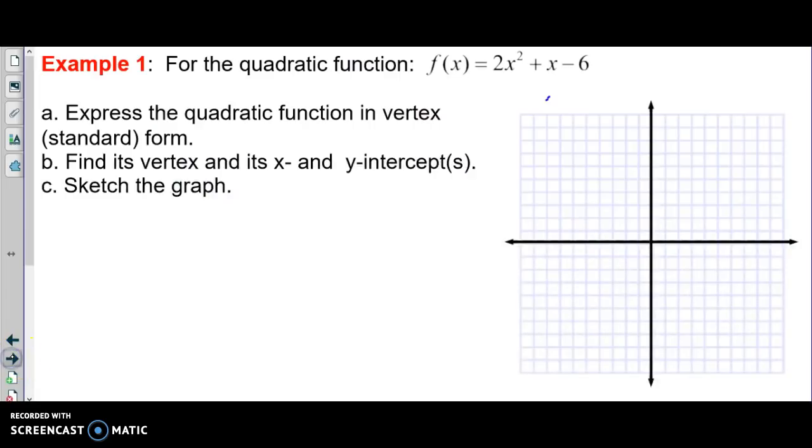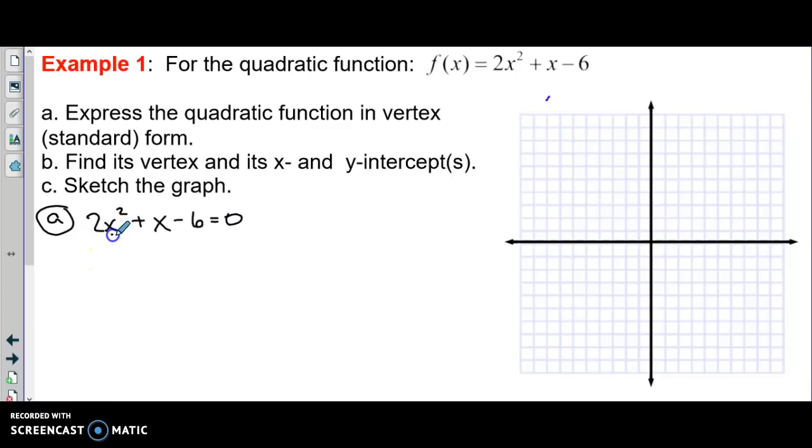So the first example says: for the equation 2x squared plus x minus 6, first, we're going to express the quadratic function in vertex or standard form. We're going to use our calculators to find its vertex and x and y intercepts, and then we're going to lightly sketch the graph. So first, I'm going to do part A, which is taking this equation and setting it equal to 0. So I get 2x squared plus x minus 6 equals 0. I want to get into standard form, which means I'm going to have to do completing the square.